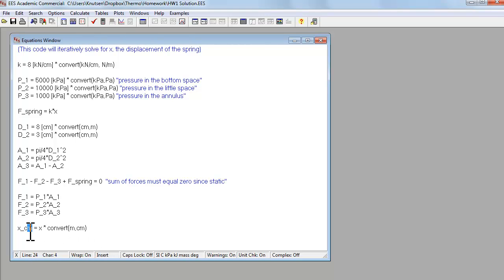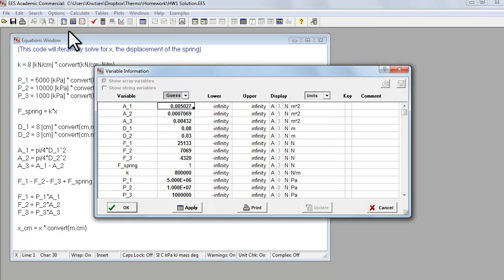And incidentally, I could call this whatever I want. I'm not restricted by any means, but I use these subscript notations just to make my life a little bit easier. And then once I've established all of these, I go up and click variable info, and this dialog appears, where this column is the main column to be concerned with. I've defined for each of these variables the units that I'm expecting. For example, I expect P1 in Pascal, P2 in Pascal, these forces in newtons, and all the areas in meters squared.